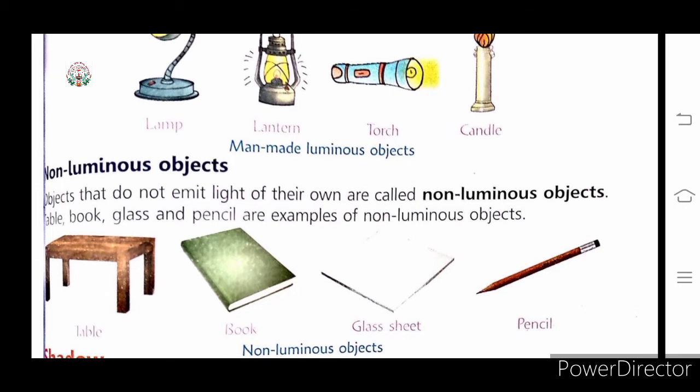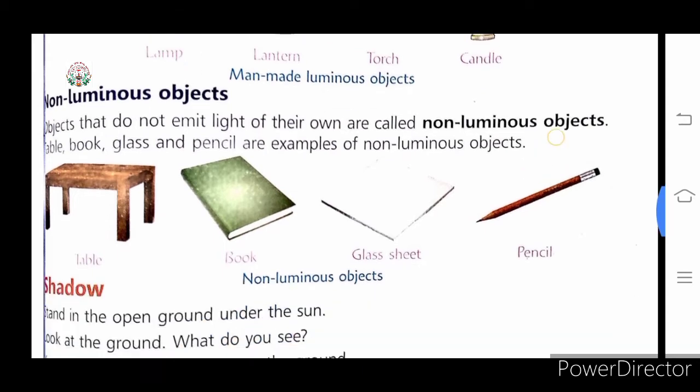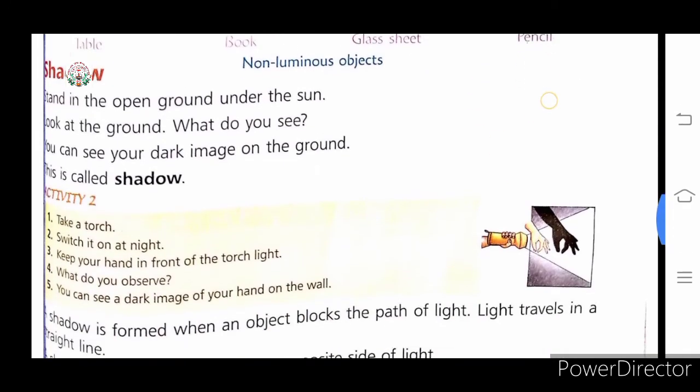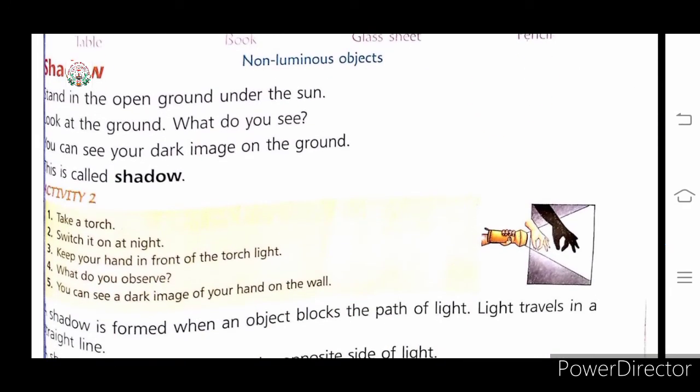Objects that do not emit light of their own are called non-luminous objects, like book, glass, pencil, table are examples of non-luminous objects. So today, children, let's continue with shadow. So first let's know about shadow.